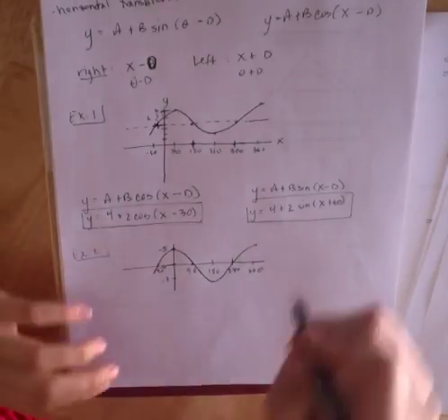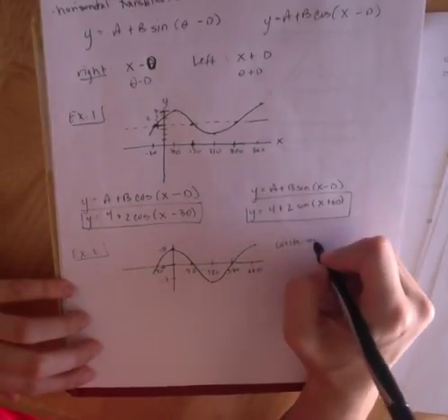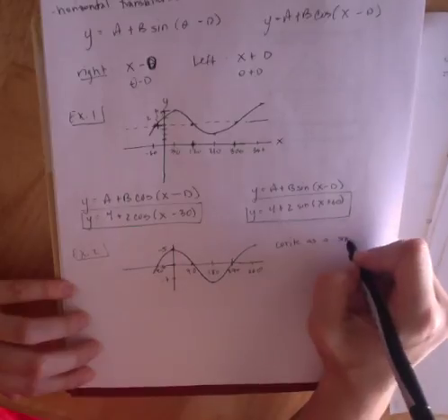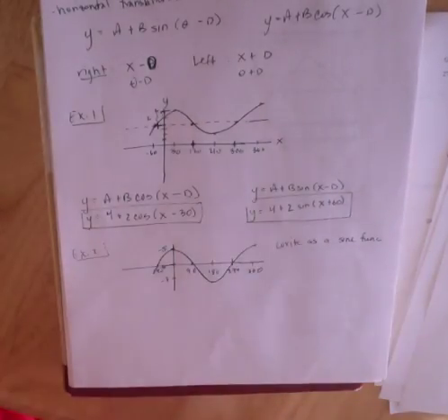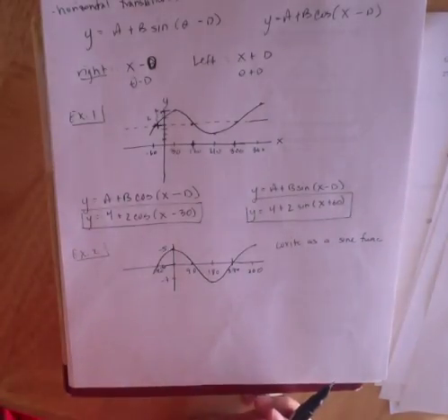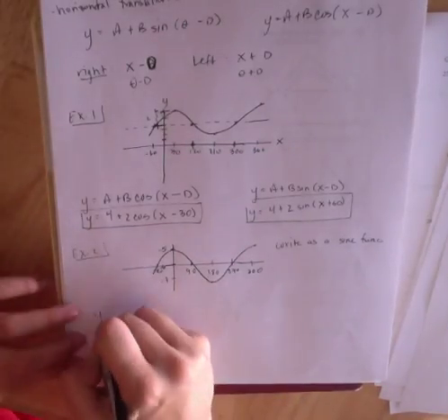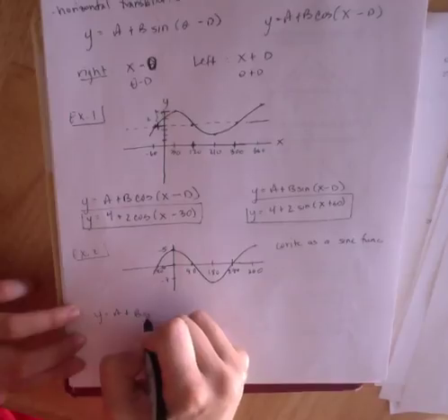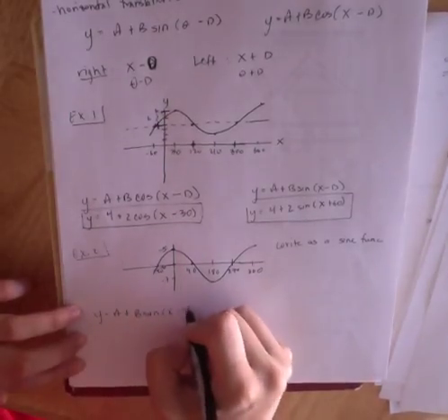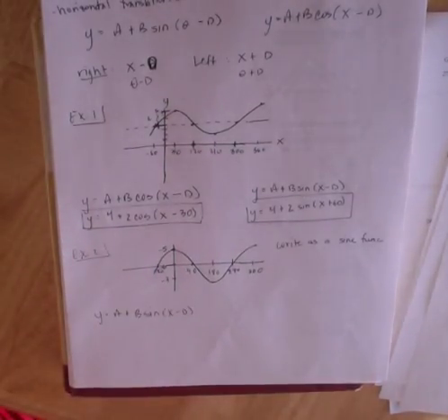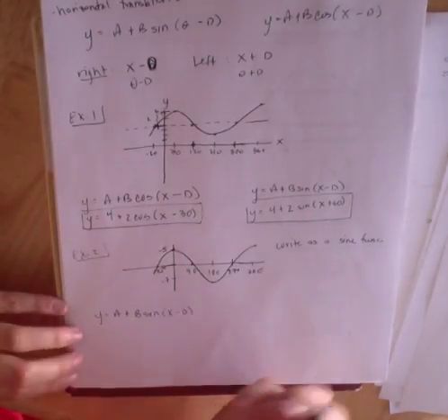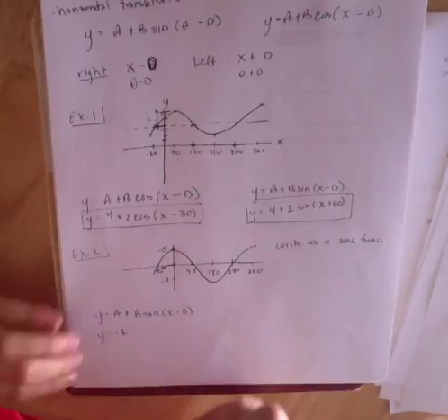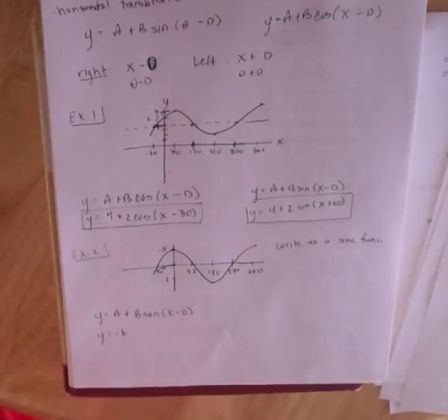Now the directions say write as a sine function, because we could have just done this as a cosine function. It specifically asks for sine. So we will have y equals a plus b sine of x minus d. Okay, so again, I look at my center line. My center line is -6, so I'll have a -6 here.